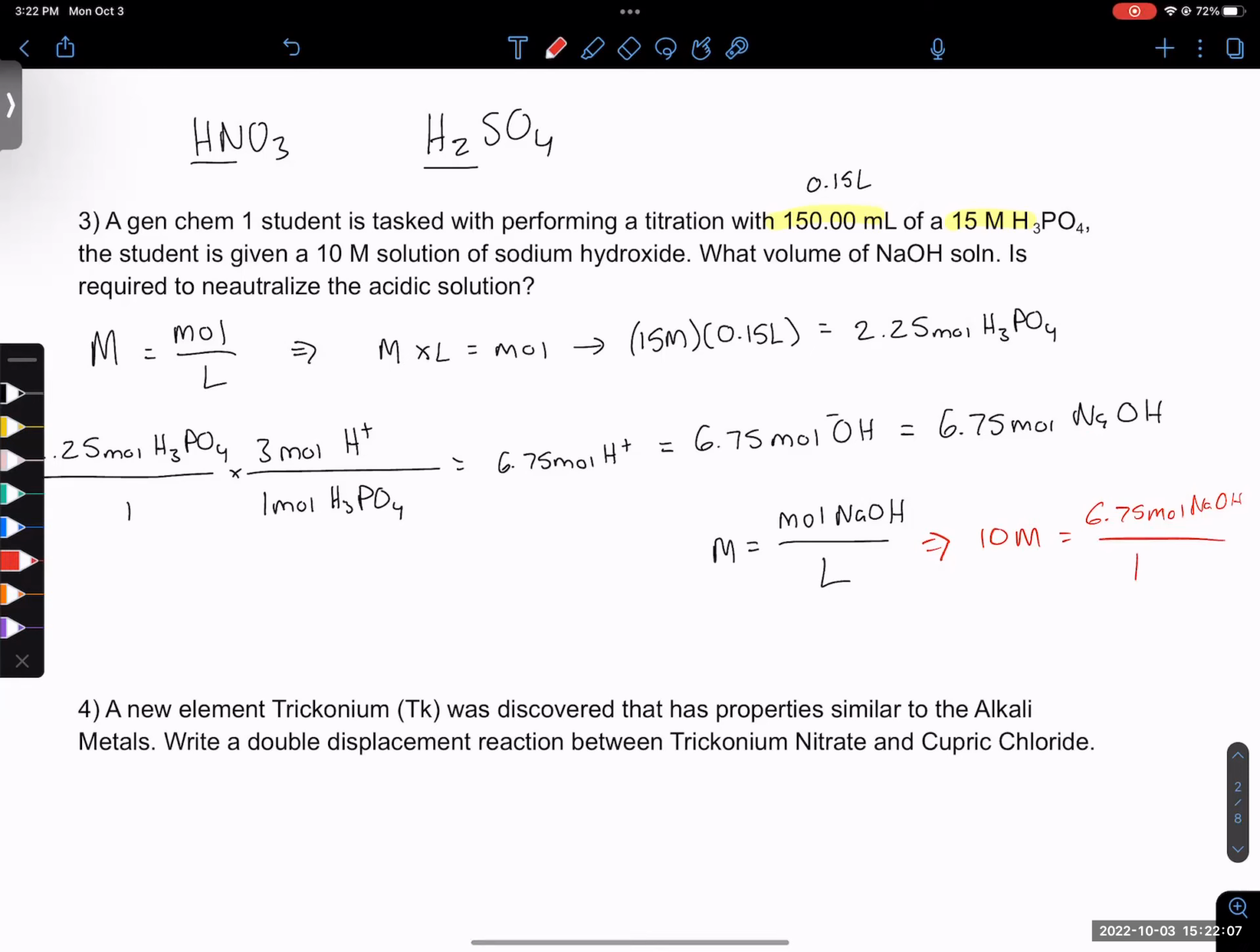And divided by the liters, which is what we're solving for. So if you multiply both sides by liters and divide both sides by 10 molar, you get liters is equal to 6.75 moles NaOH over 10 molar, which gives you 0.675 liters. That's the answer. That's a very tedious problem.